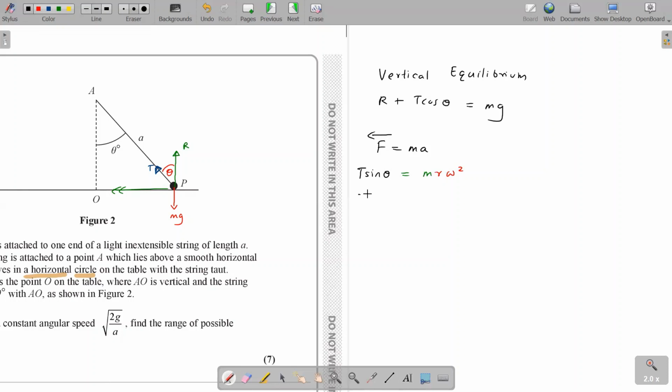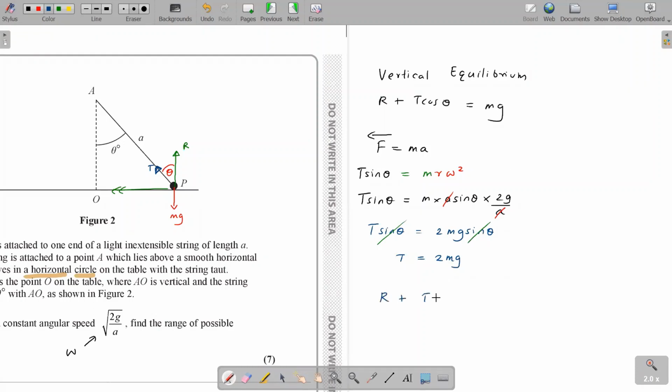Let's input the value. T sine theta equals M. Radius is A sine theta. Omega square is, so they have given you the omega value here. Omega square is directly 2g over A. Do you agree with me? So we can simplify. A to A will cancel out. And do you see that there's more things that cancel out here? 2mg sine theta. Do you see sine theta is there on both sides? Sine theta will cancel out. So you get tension equals 2mg.